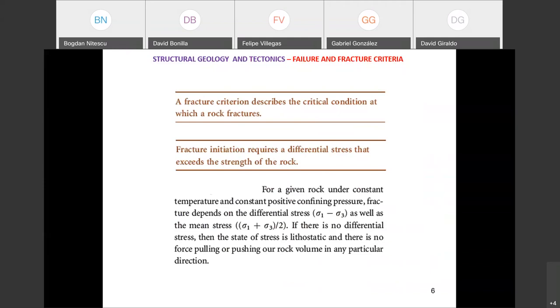So basically, what matters here, let's say you have constant temperature, you want to compare at constant temperature, constant confining pressure. Confining pressure means the value of sigma 3. And you want to see when different rocks under these conditions fail. So the parameter that matters is the difference between sigma 1 and sigma 3. And also this, you'll see why in a bit, but it basically shows you where you are. The deeper you are, that means this is larger, the rock is stronger.